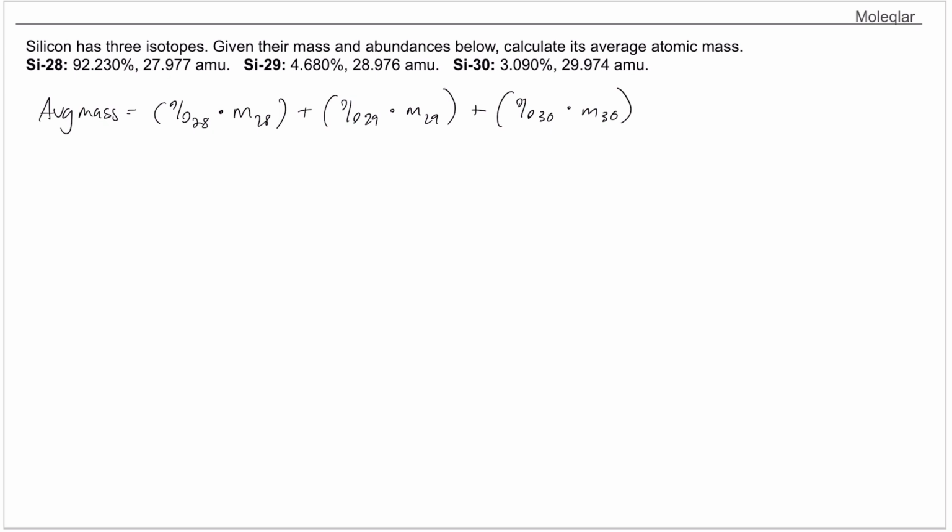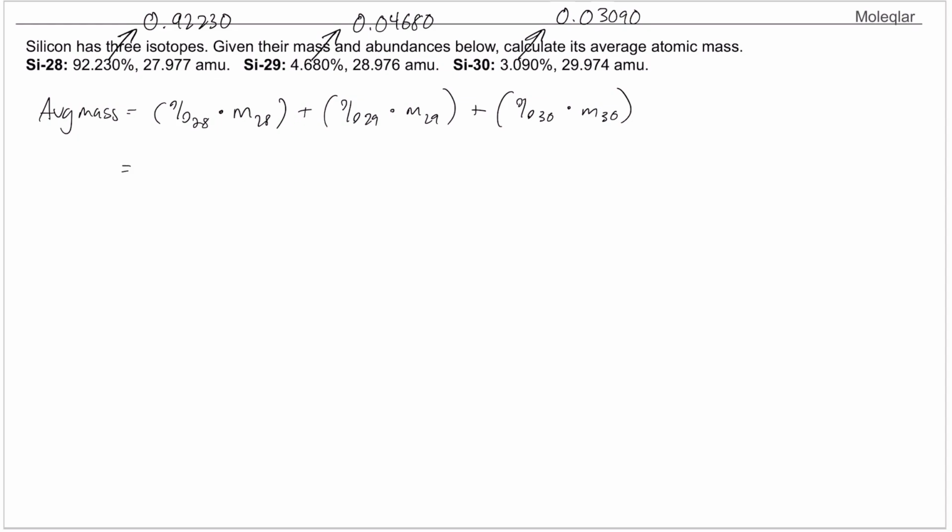So the next thing that we want to do is make sure that we are converting all of our percentages into decimals. Okay, so this is going to be 0.92230. This will be 0.04680. And this is going to be 0.03090. All right, so we need to make sure that those are decimals and not percentages.